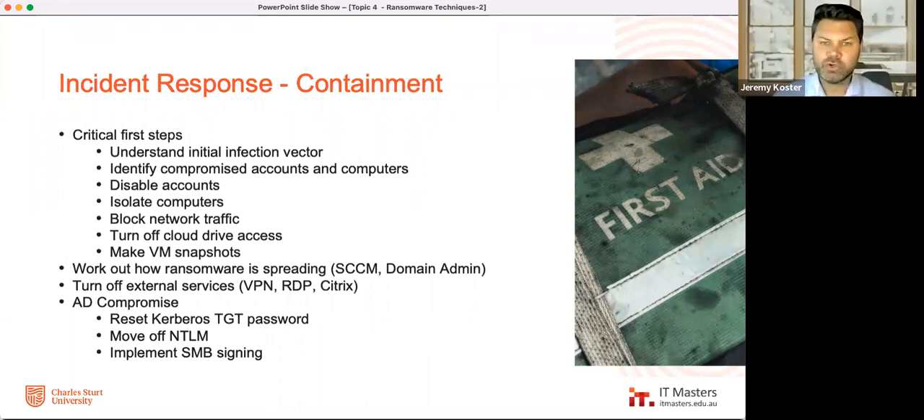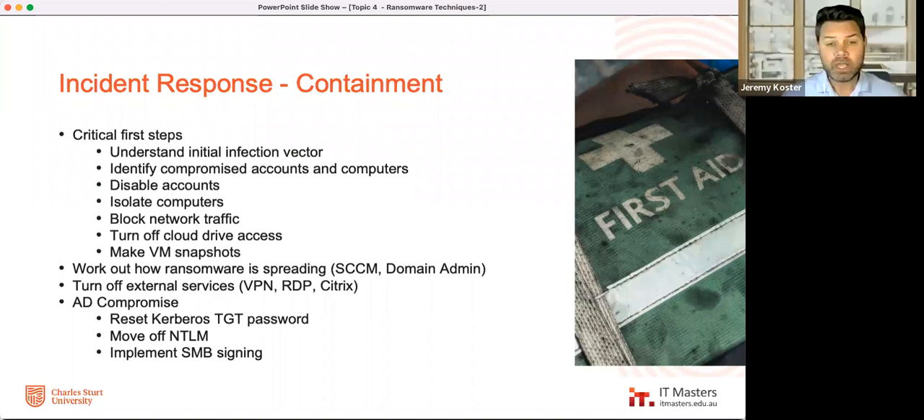Turn off cloud drive access if that's something that's on these systems, or if the accounts are accessing cloud drives. Maybe stopping that access immediately is good, and then making VM snapshots of servers might be a good thing to do as well. And all this time, as we're doing containment, we want to preserve some information as well, so it's a good thing to get logs and make sure you've got comprehensive information for the report at the end.